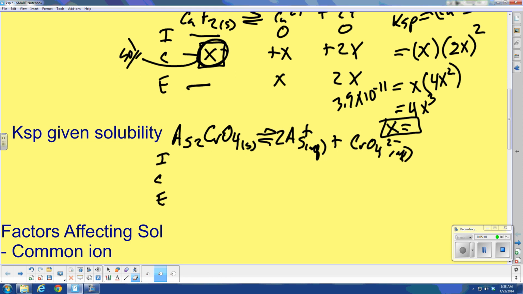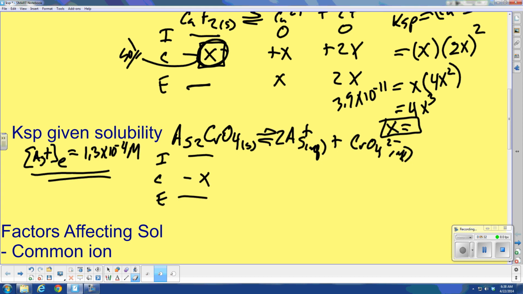ICE, and I'm given a solubility. So there, for instance, we'll say that my concentration of silver at equilibrium is equal to, how about 1.3 times 10 to the fourth? 1.3 times 10 to the fourth molar. So they have to give me something like this, right? So we're going to do my ICE thing. I don't care here, minus x. I don't care here. This is going to be nothing to begin with.